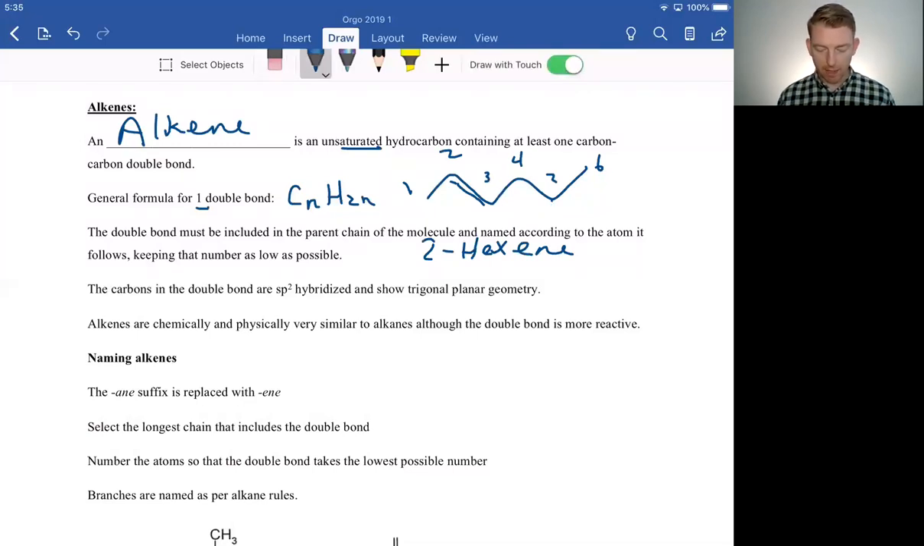So we would number it from left to right in this case. Okay, and again, you see that we still have the same roots for the number of carbons, so it's still a hex something. We're just changing the back part to say ene instead of ane.